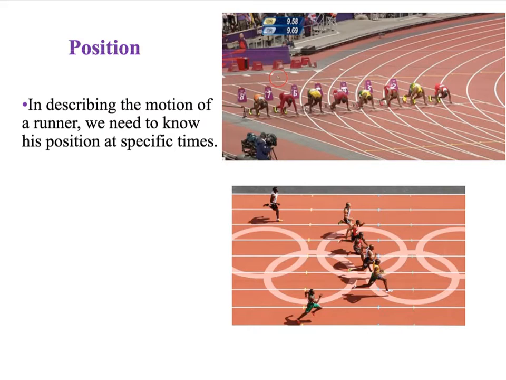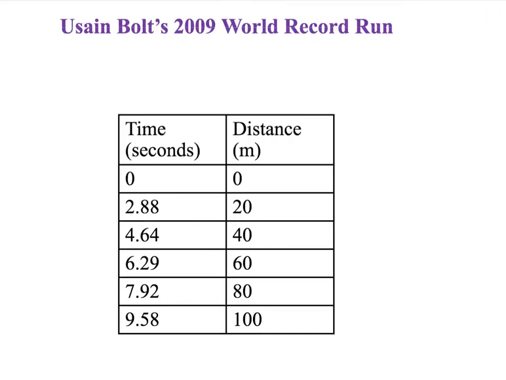If we want to describe the motion of these runners or any other moving object, what would be great to have would be different position values at different times. And so as an example, I got values for Usain Bolt's 2009 world record 100-meter run, and here we see at different times what was his position. And so that is the kind of information that we would want to begin with when we would be studying the motion of an object.